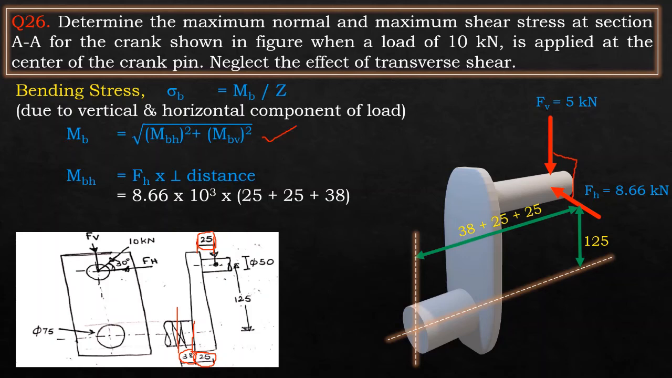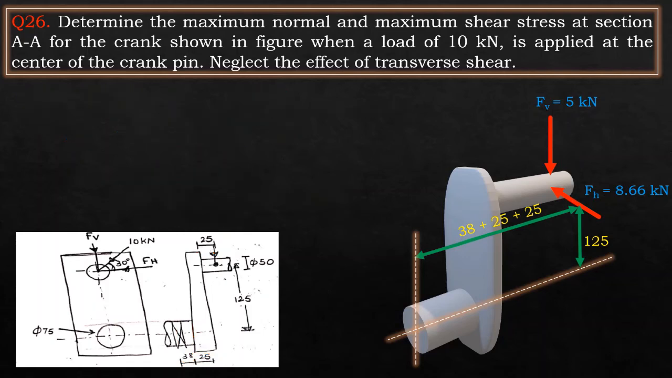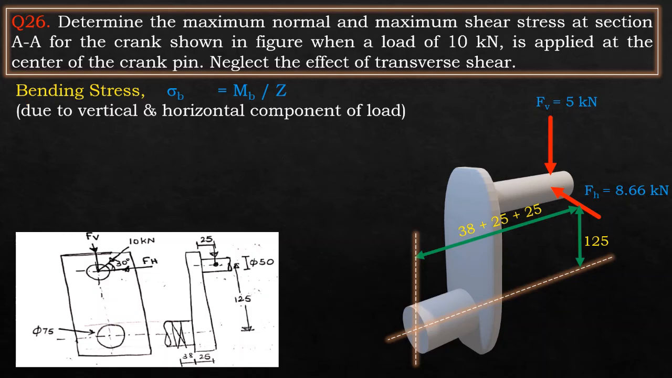So we'll be trying to use the equation 8.66 into 10 power of 3, which is nothing but the value of Fh, multiplied by the distance 25 plus 25 plus 38 mm, which gives the value of bending moment due to horizontal load component. Let us also determine the bending moment due to vertical load component.